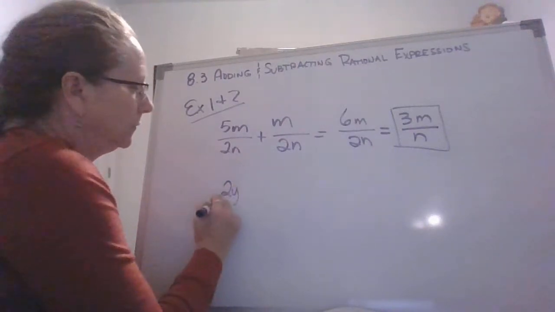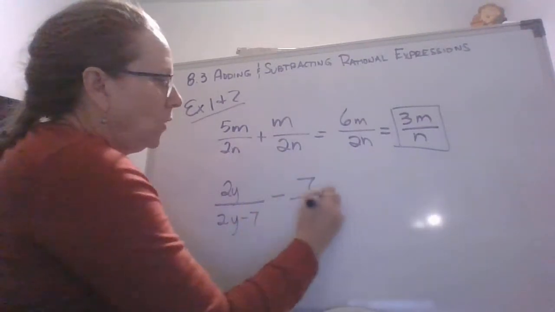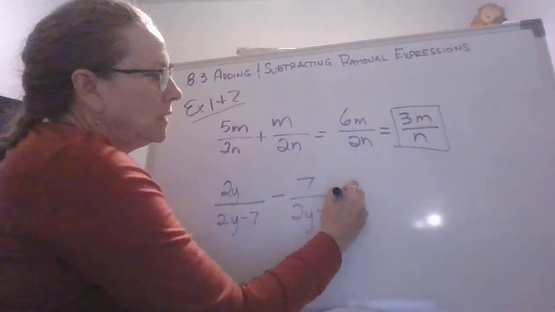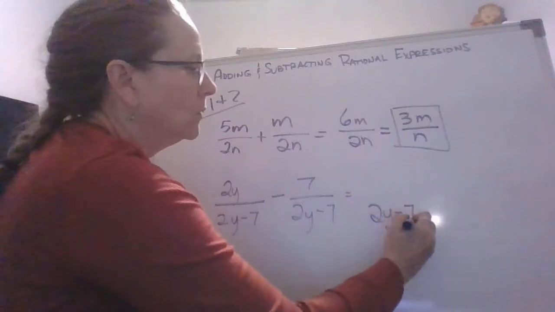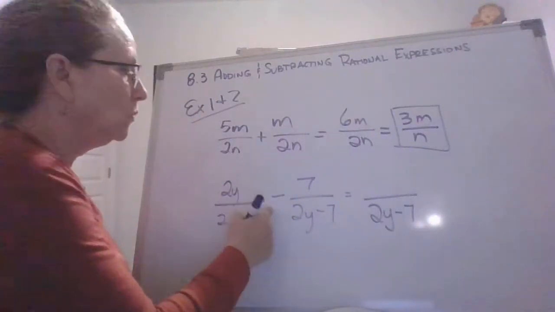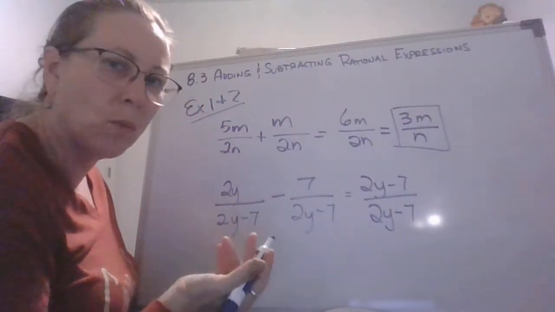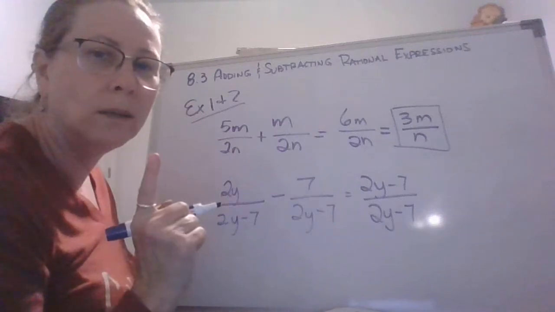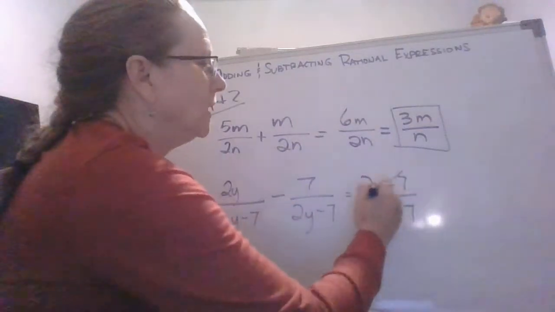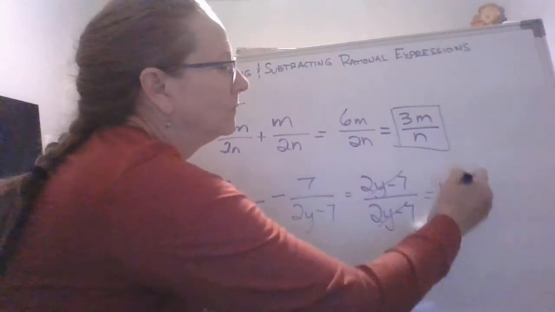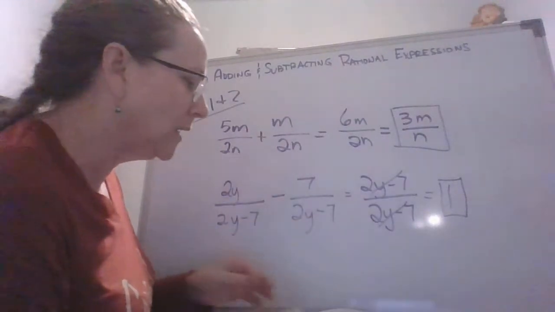For our next one, 2y over 2y minus 7 minus 7 over 2y minus 7, something slightly different happens. The denominator is a common denominator, so it stays the same. And the top 2y minus 7, so can they both cancel? Yes. But what do they cancel to? Do they cancel to 1 or they cancel to 0? They cancel to 1. You're right. All right, so let's move on. So that's a common denominator.